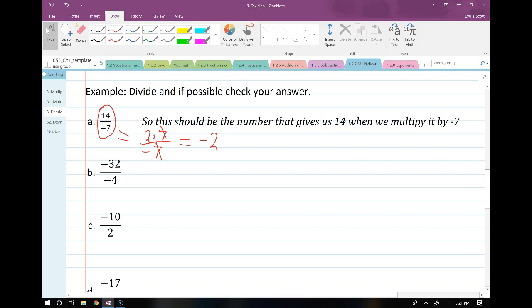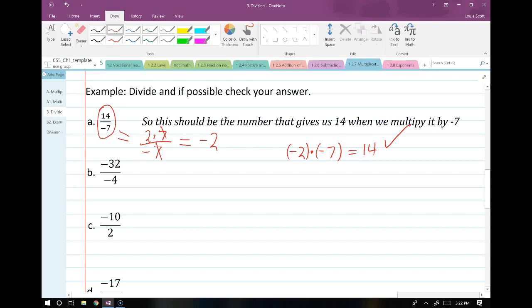And so they want to know, so they're saying check our answer as well. So they said that this number, 14 over negative 7, that should be the number that gives us 14. We multiply it by negative 7, and negative 2 times negative 7, right? The double negatives go away. That gives us a positive 14. So yeah, that one worked.